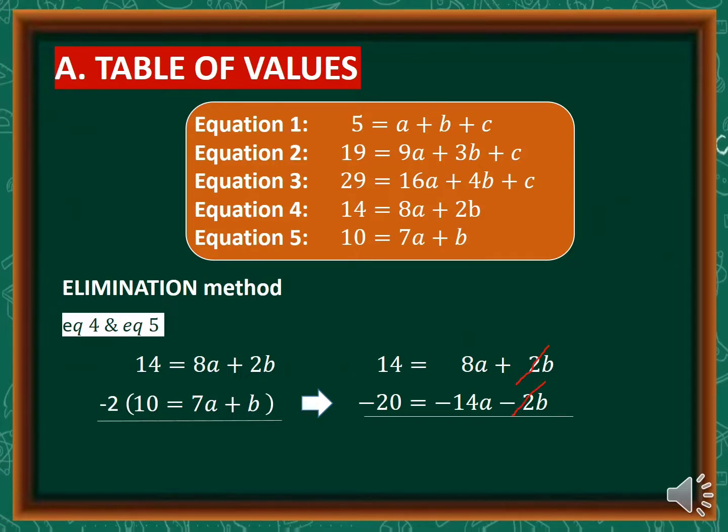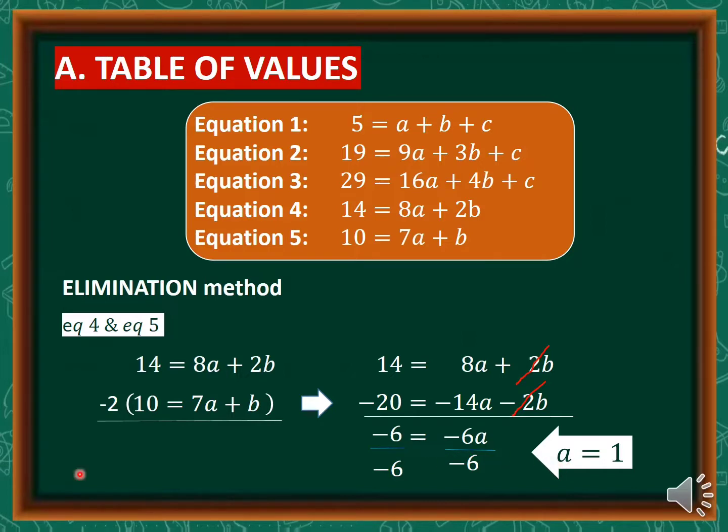Now, after eliminating, ito na lang ang natira. 14 minus 20, we have negative 6, is equal to 8a minus 14a, we have negative 6a. See? Wala na yung ibang variables. Meron na lang tayong a. At kapag iisa na yung variable natin, tandaan nyo class, we can divide both sides by negative 6. After dividing it, we will arrive on a is equal to 1.